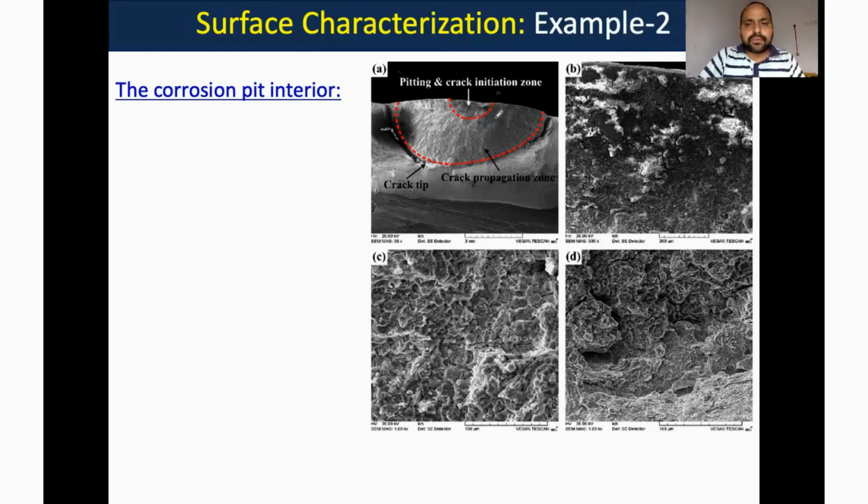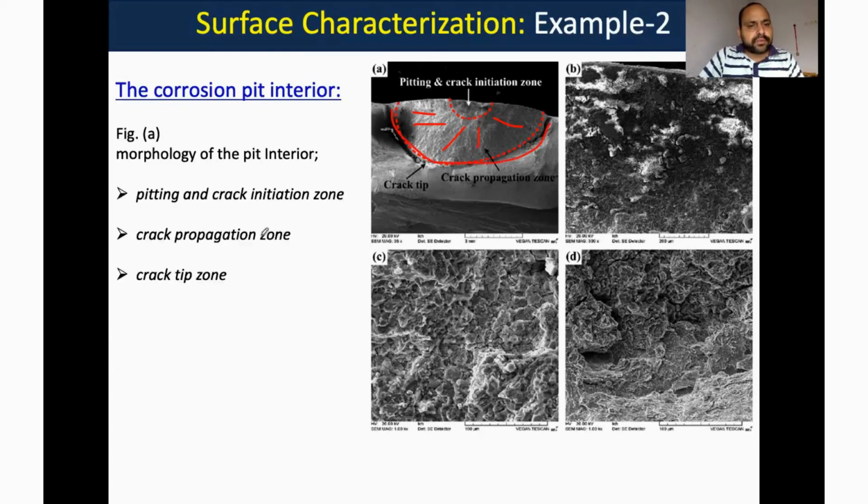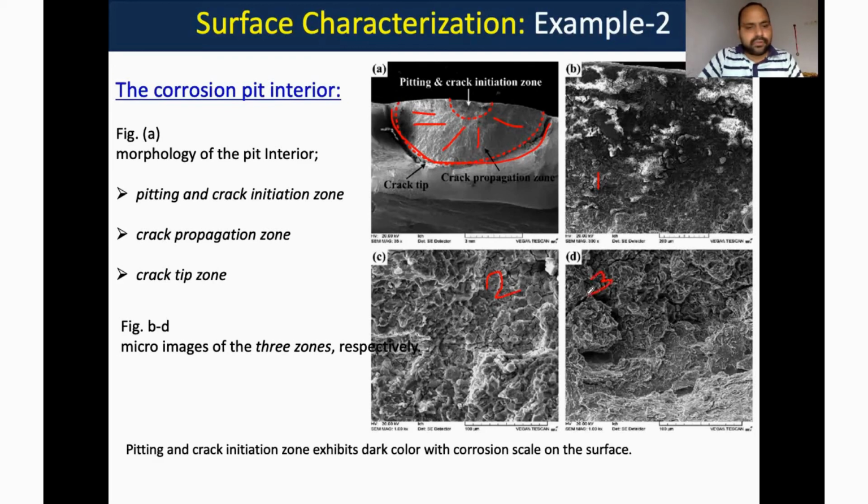Therefore they are calling it three regions: pit and crack initiation zone, then the crack propagation zone, which is very big and is the basic region that helps cracking, and then the crack tip zone. And these are images A, B, C, D. The first one is the crack initiation zone, the second one is the propagation zone, and the third one is the crack tip zone.